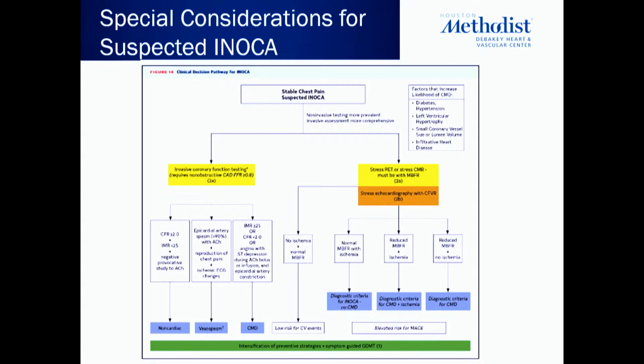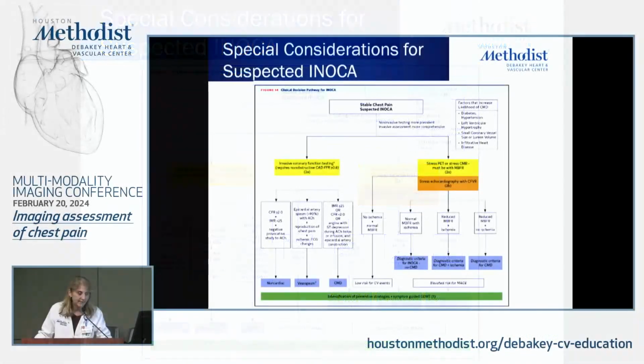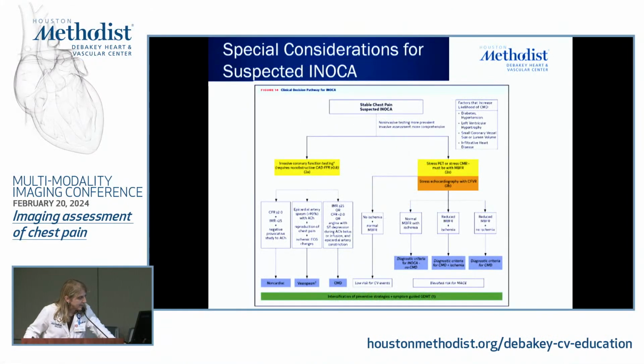If you don't have that expertise, then you have to go on to either PET or CMR with myocardial blood flow reserve. Some centers, you'll see a 2B indication of stress echo, and they're just measuring the coronary flow reserve down the LAD. Again, only certain centers have been able to show that they can actually provide that information. And then you can see based on the PET results, it's going to tell you whether or not it's diagnostic criteria for INOCA or whether with coronary microvascular dysfunction and plus or minus ischemia.